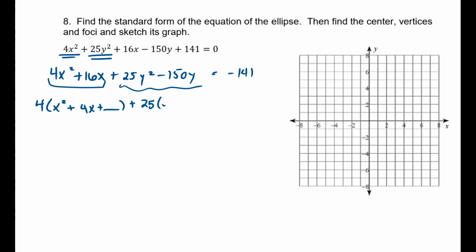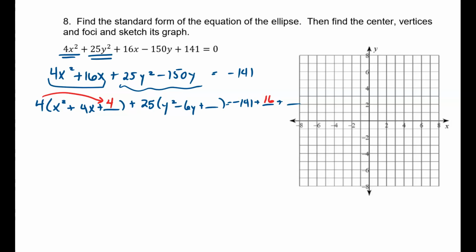So we get 25 times the quantity y squared minus 6y plus blank equals -141 plus blank plus blank. Okay, so let's complete the square, my friends. So divide 4 by 2 and square it. So that is going to be 4. However, we got to remember to multiply by the value out front, which means we're adding 16 to both sides.